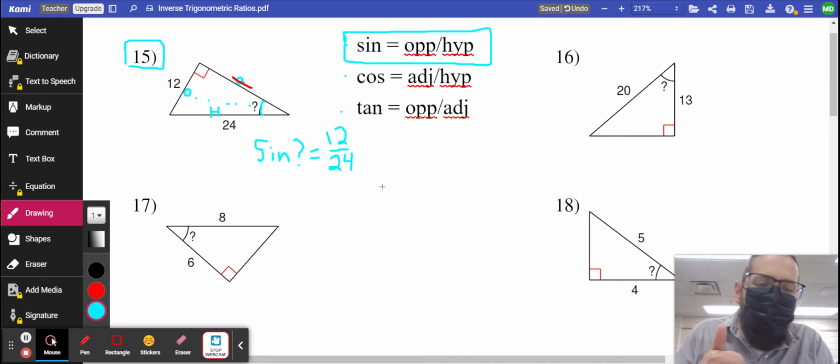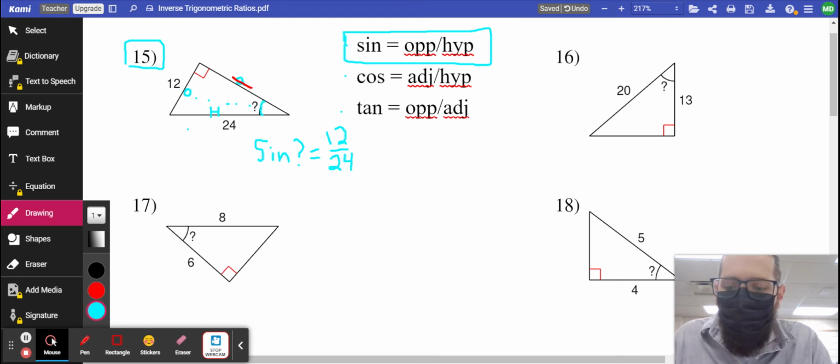So step 1 is label the triangle, opposite, adjacent, hypotenuse. Step 2 is to pick one of the words that you use, depending on the information that you're given. Step 3 is to write an equation, which we have here. And then step 4, we just have one last thing to do.